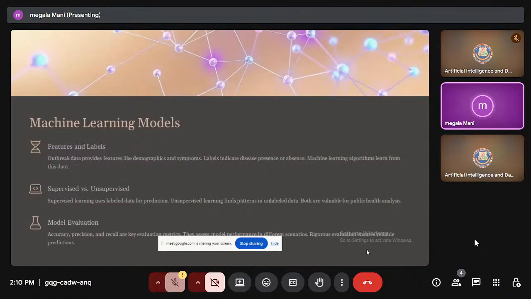Then focus on the machine learning models. Here you can go for features and labels. The data provides features like demographics and symptoms. A supervised learning method can be used here, with a label to indicate disease presence or absence, so the machine learning algorithm learns from this data. The second one is supervised versus unsupervised. In supervised learning you give the label; without labels you have to identify patterns, which is unsupervised, and maybe trial and error, where you can focus on the RNN method. Evaluation focuses on accuracy, precision, and recall, so you have to build the evaluation metrics.